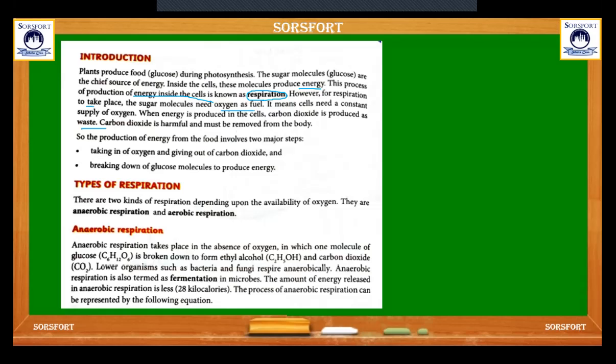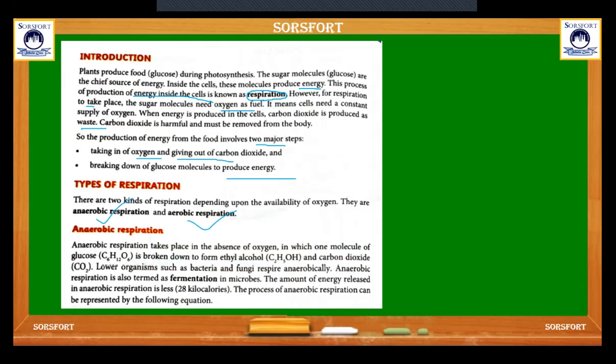So the production of energy from the food involves two major steps. One is taking in of oxygen and giving out of carbon dioxide. The second one is breaking down of glucose molecules to produce energy. Types of respiration: there are two types, anaerobic and aerobic respiration.